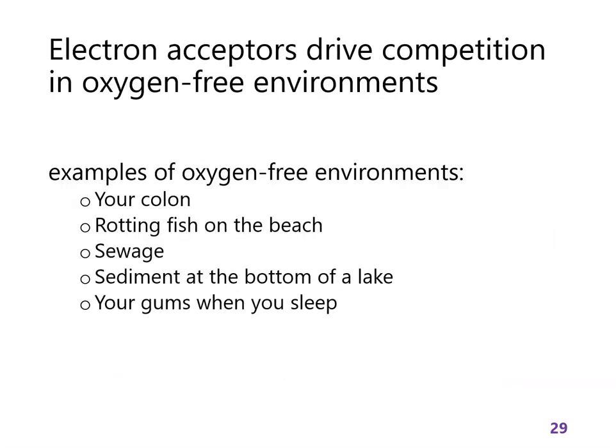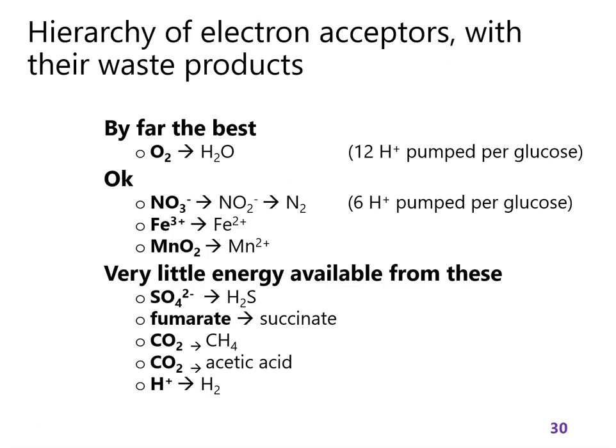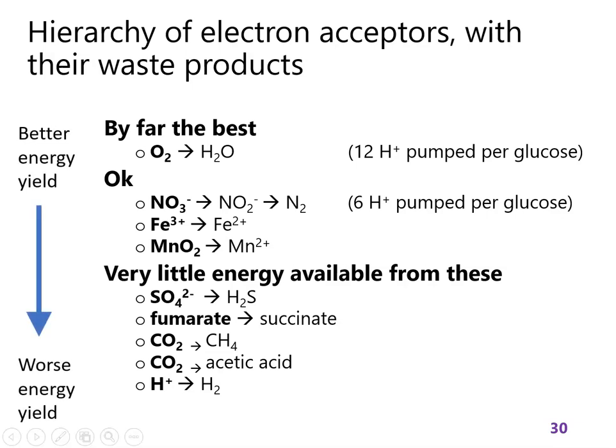So these are some oxygen-free environments. Like I've said, this is redundant, sorry. This is the hierarchy of electron acceptors. So this would be what someone like me could use to predict which electrons would be used in what order. So in general, oxygen is going to be the best, and an aerobic respirer is going to reduce oxygen, and the waste product will be water.